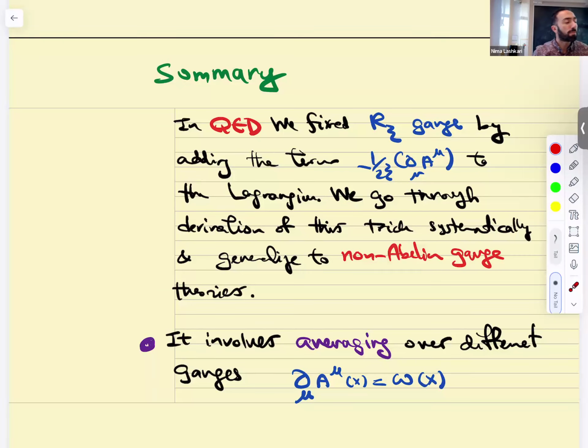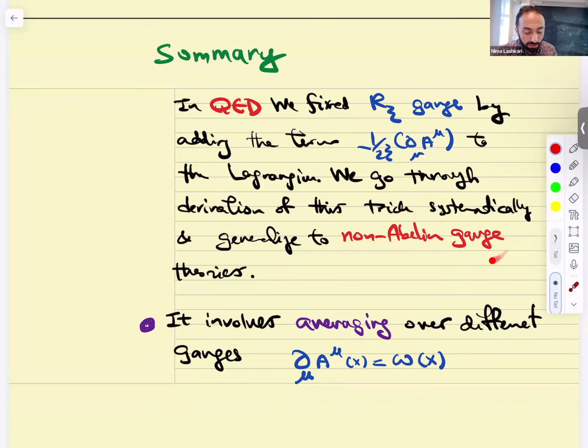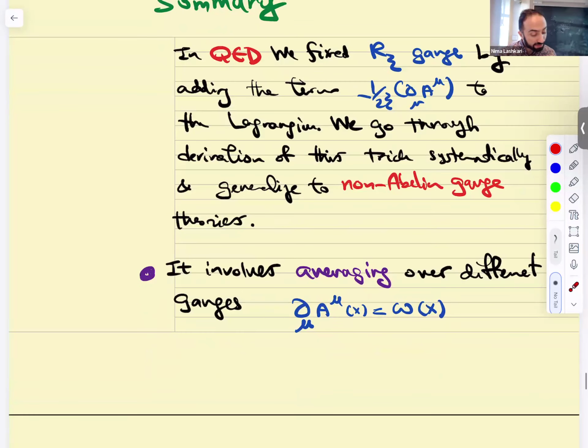But in Faddeev-Popov, we derived this in a very systematic way that could be generalized to non-abelian gauge theories, and we saw how this whole procedure led to ghosts. So in the non-abelian gauge theory, we systematically did this. In Faddeev-Popov, the key ingredient was integrating over different gauges, with an averaging over different gauges, with this weight that was xi dependent, and that xi of the weight, because it's up to me how I average, imposes a gauge.